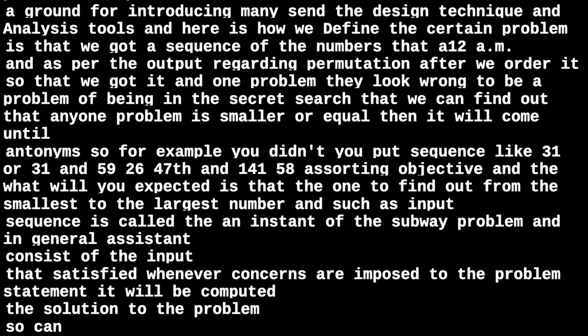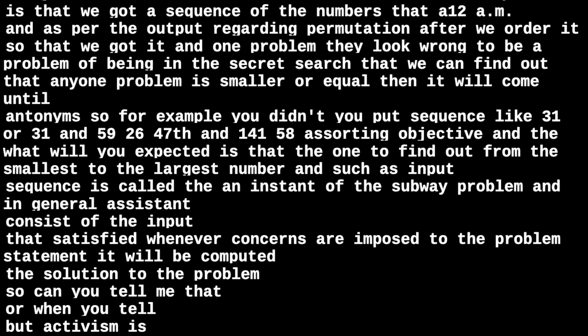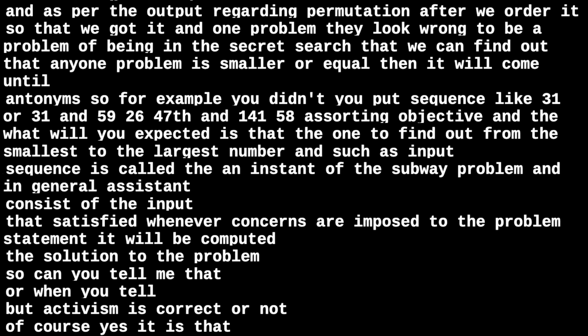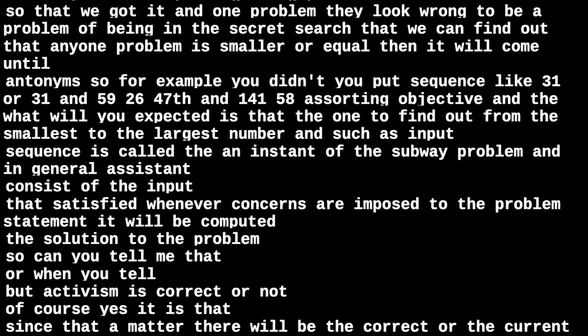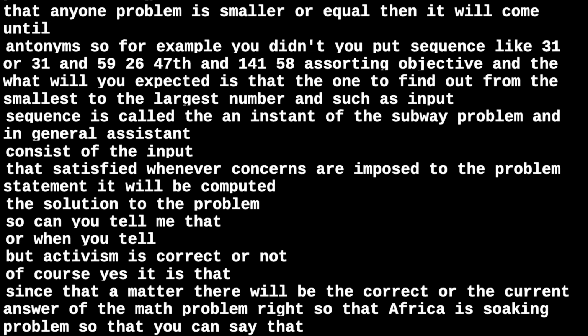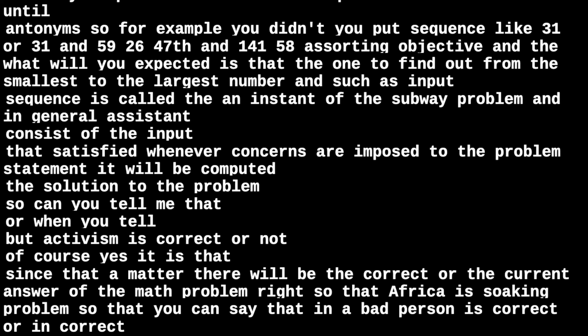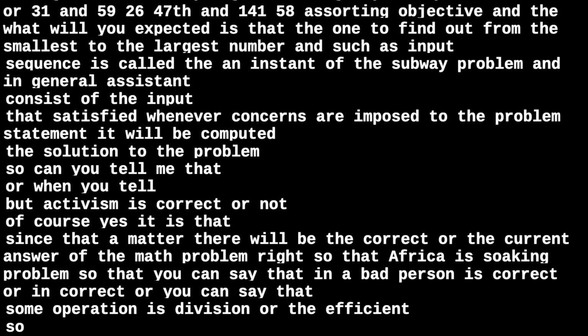So can you tell whether an algorithm is correct or not? Of course, yes, since there will be a correct or incorrect answer to the math problem, right? The algorithm is solving a math problem, so you can say that the algorithm is correct or incorrect, or that the algorithm is efficient or inefficient. So how do you define that an algorithm is correct?